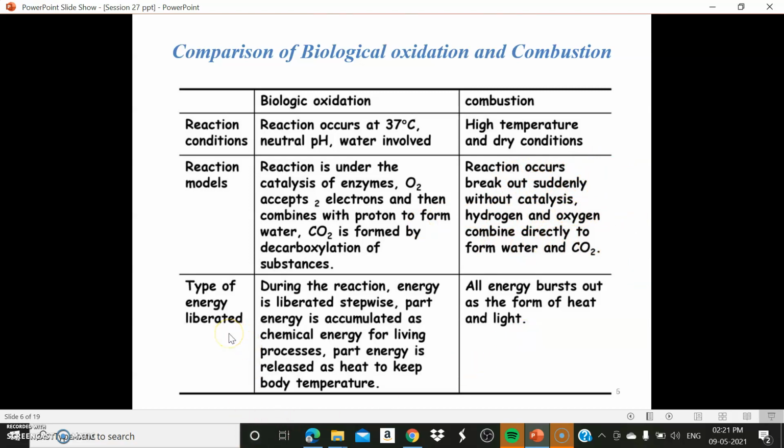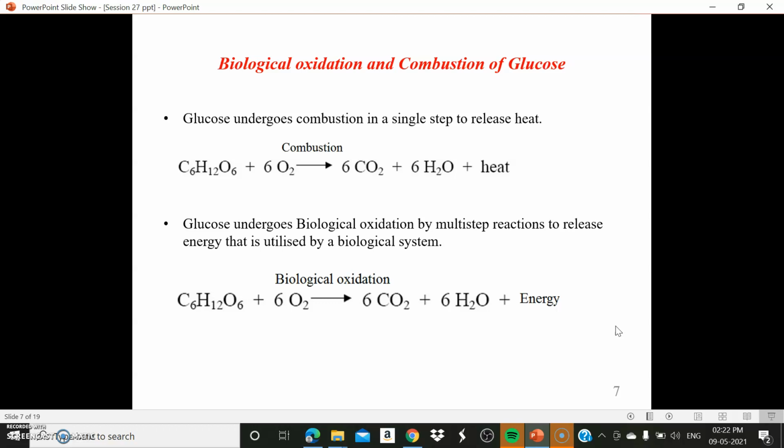The type of energy liberated during biological oxidation is liberated stepwise. Part of the energy is accumulated as chemical energy for living processes, and part is released as heat to keep the body temperature, whereas in combustion all energy is burst out in the form of heat and light. So this is the comparison of biological oxidation with combustion. Now, if glucose undergoes combustion, what do you get? You get carbon dioxide and water with the liberation of heat.